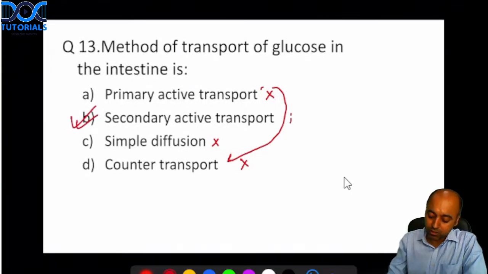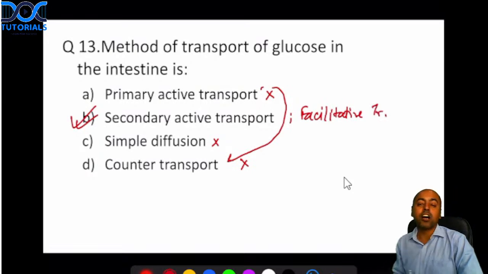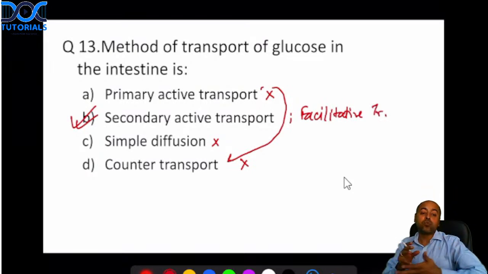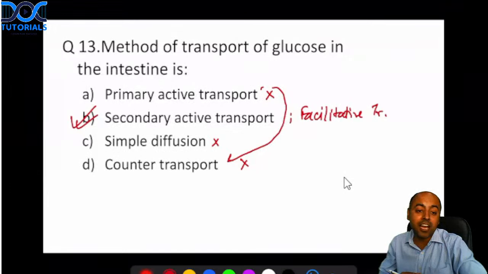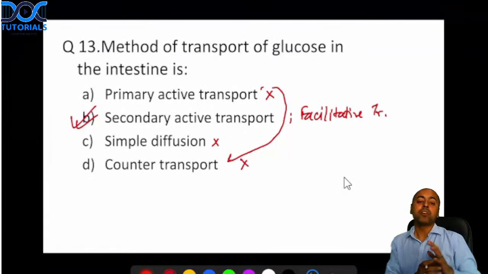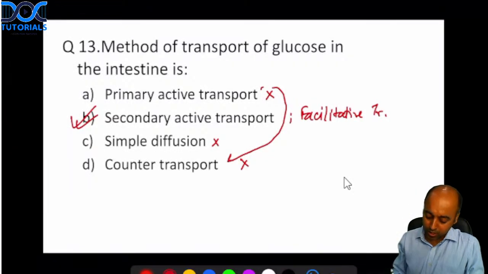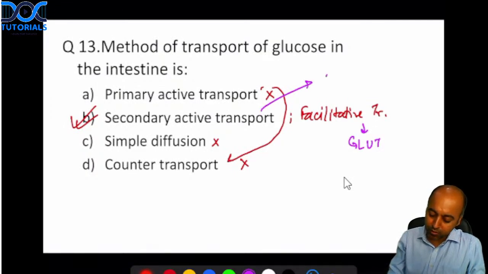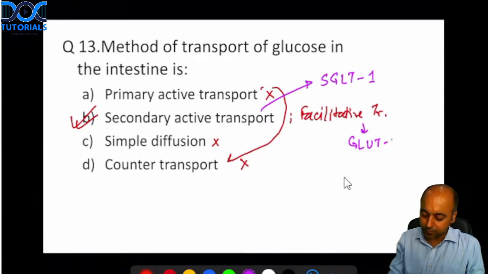In addition to this, the option could have been facilitative transport. Both of these are working for the transport of glucose in the intestine: the secondary active transport and the facilitative transport. Secondary active transport is a symporter. It also brings in sodium. Facilitative transporters are the GLUTs. The secondary active transporters are the SGLTs.